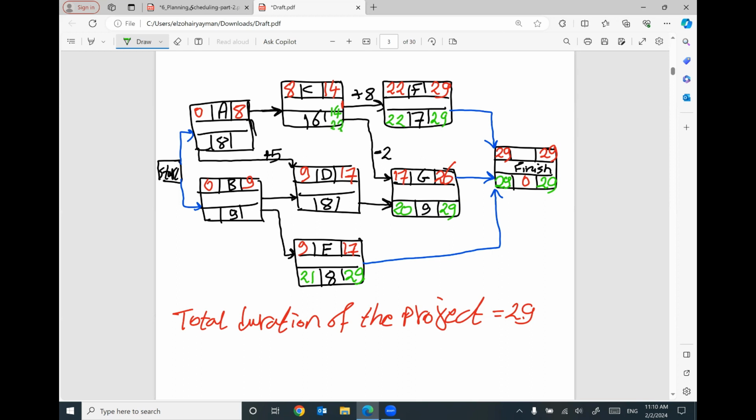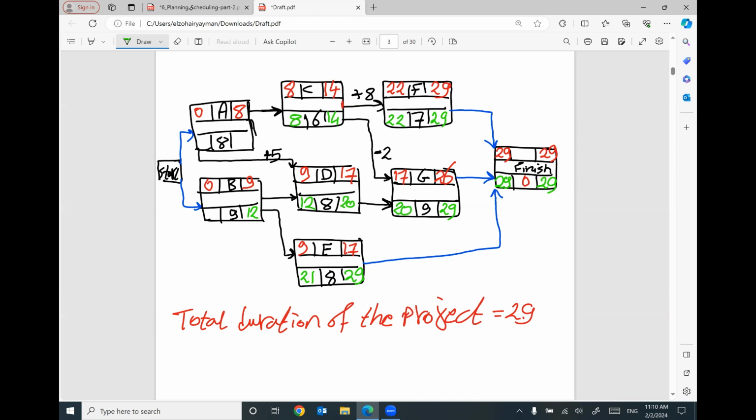Be careful when you are moving backward, we have to change these signs. So which number am I going to use? I'm going to use the smallest number, which is 14. Minus 6 will be 8. This one will give you 20, minus 8 will be 12. For activity B, we have 12 coming back, we have 21 coming back. I'm going to use 12.